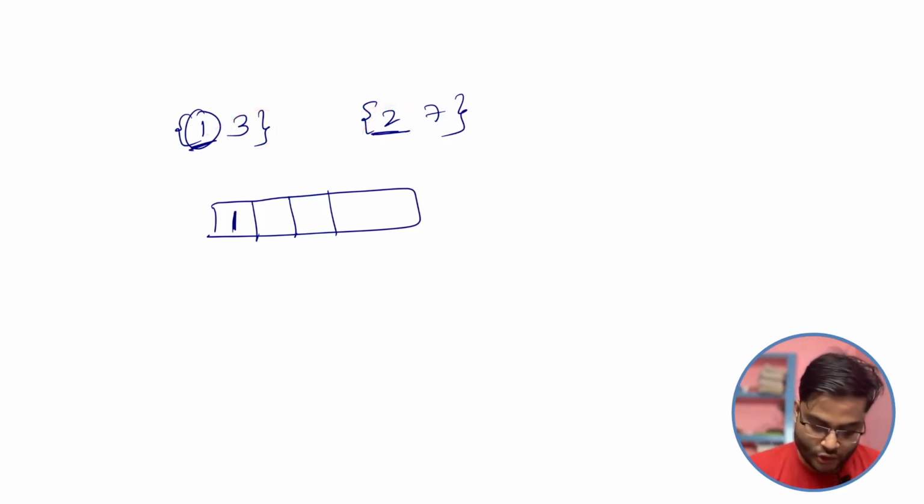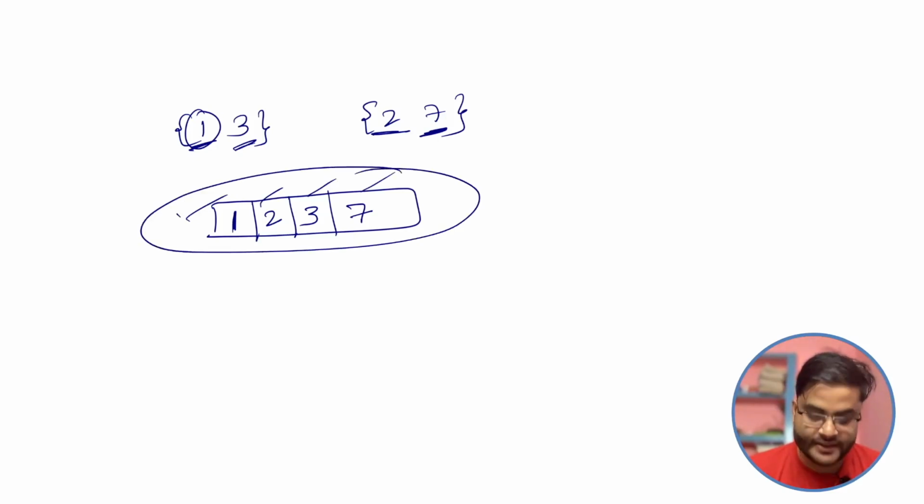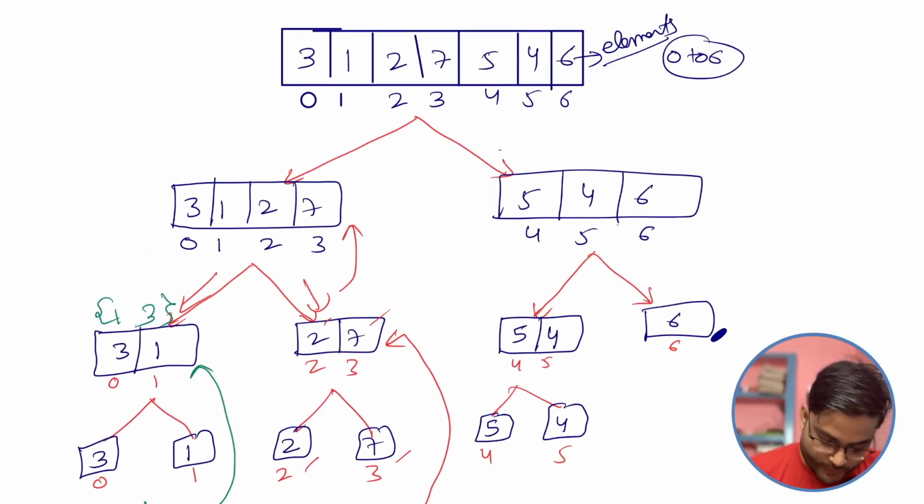Okay, now I will compare 2 and 3. Which is smaller? 2. Okay, so put 2 here. Now compare 3 and 7. Which is smaller? 3. So put 3 here. Now we are left with only one element, so put it here. Okay, so this will be 1, 2, 3, 7. This is our sorted array. Okay, so this will return our 1, 2, 3, 7.